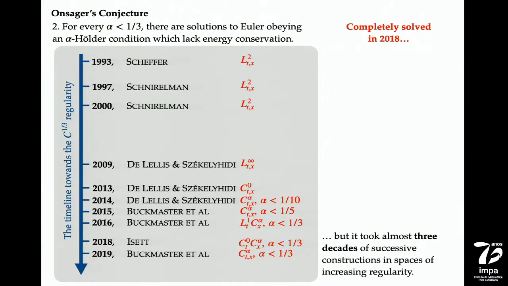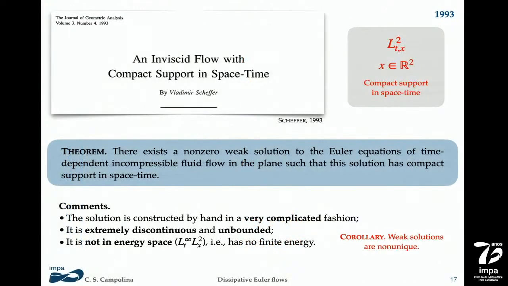Okay. So now I will reveal some of these papers in a row to see what is the construction, the results, and everything. So this is the first paper. It is by Scheffer in 1993. It's a construction of a solution in L2, and it's performed on a 2-dimensional space. And the solution has compact support in space-time.